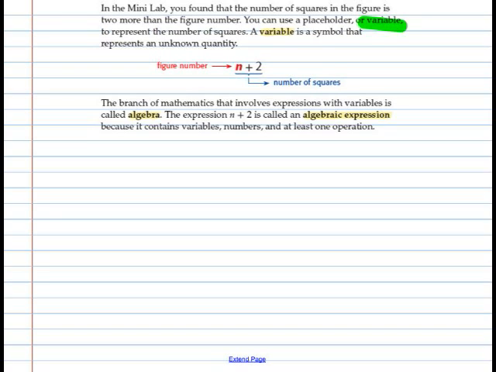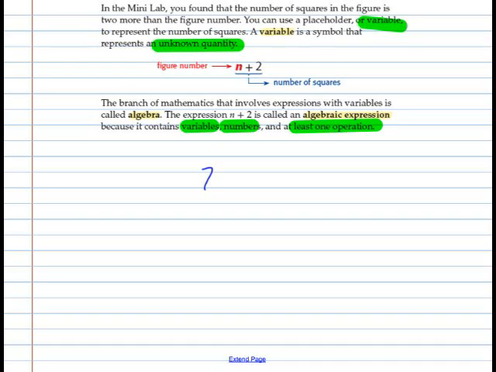to represent the number. A variable is a symbol that represents an unknown quantity. So the figure number here is represented by the n, and we add 2 to each figure number to come up with the number of squares in that figure. The branch of mathematics that involves expressions with variables is called algebra. The expression n plus 2 is called an algebraic expression because it contains variables, numbers, and at least one operation.